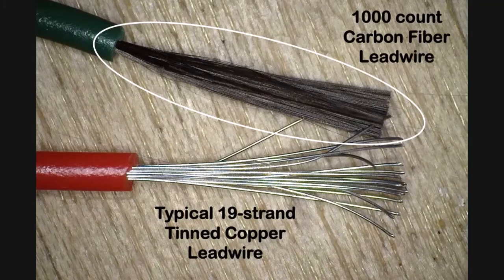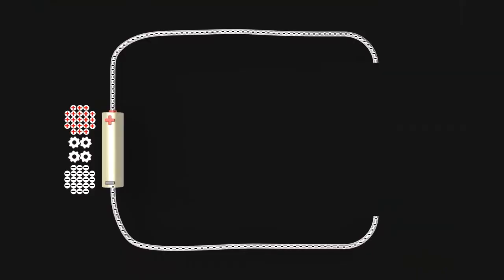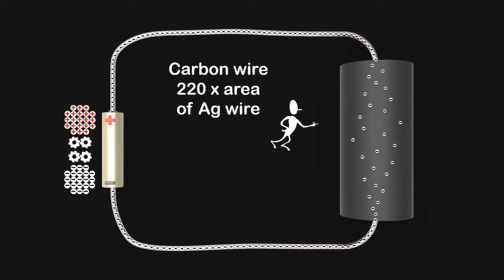Carbon fiber wire is often used in our lead wires for neurodiagnostic electrodes and cabling. However, carbon has far fewer freely moving electrons than does silver. If we replace this segment of silver wire with carbon wire, the carbon wire would have to be much larger, with 220 times the cross-sectional area of the silver wire in order to have the same impedance.